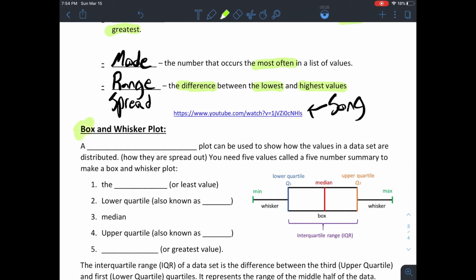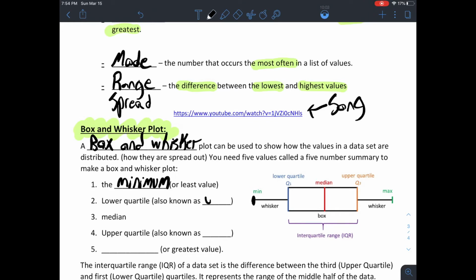Next, we have box and whisker plots. So a box and whisker plot can be used to show how values in a data set are distributed or how they are spread out. It uses a 5-number summary to display this data. The 5-number summary can be broken down into 5 sections. So the first section is the minimum, or the smallest number in the data set. This number ends the whisker to the left side.